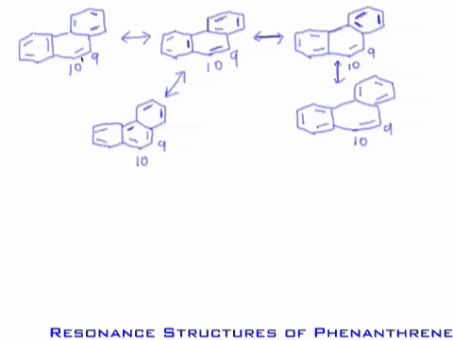And look at all the resonance contributors that have double bond character. Double bond here, double bond here, double bond here, double bond here. Only this structure, resonance contributor, has no double bond character. That's 4 out of 5. That's 80% double bond character.